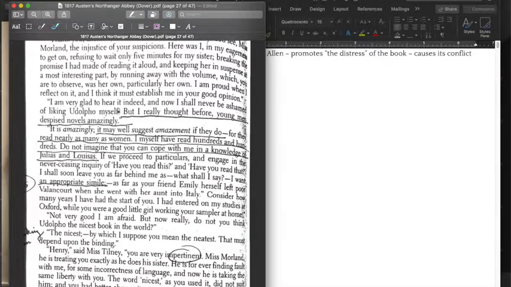I am very glad to hear it, indeed, and now I shall never be ashamed of liking Udolpho myself. But I really thought before the young men despised novels amazingly.